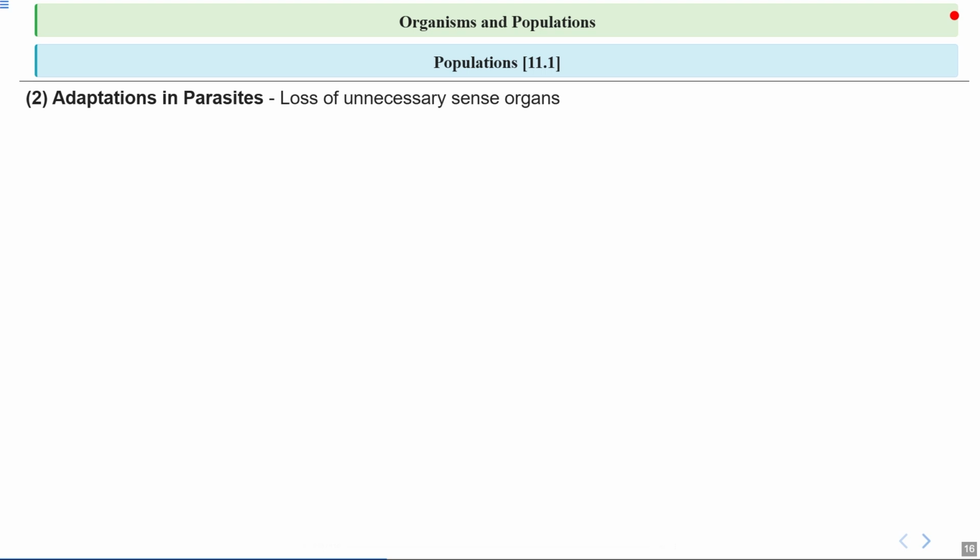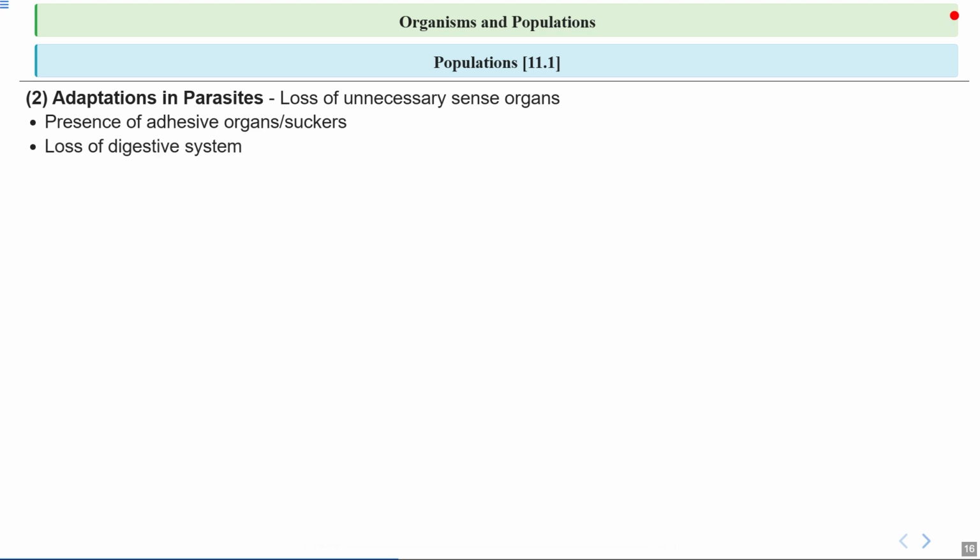Now what are the adaptations in these parasites? The first adaptation is loss of unnecessary sense organs. These parasites often lose senses they do not need for survival because they are living in a protected environment. They are living inside the host. They do not require the sense organs. So this allows them to conserve energy and resources. Then, presence of adhesive organs and suckers. These organs and suckers help them to stick to the host.